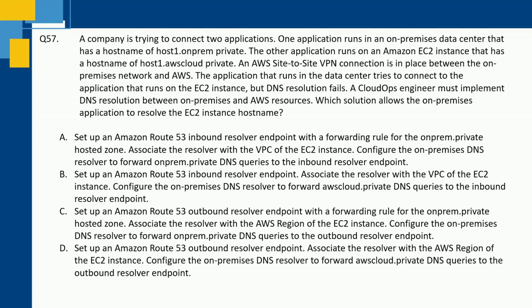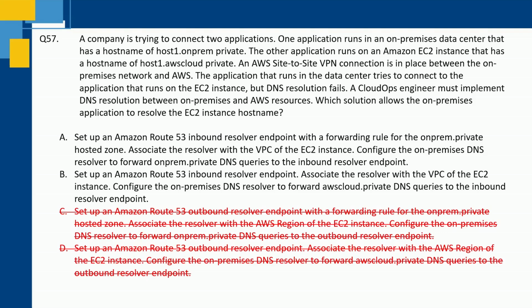And the fourth and final option is set up an Amazon Route 53 outbound resolver endpoint. Associate the resolver with the AWS region of the EC2 instance. Configure the on-premise DNS resolver to forward awscloud.private DNS queries to the outbound resolver endpoint. Now, folks, outbound resolvers are for AWS to reach external DNS. However, here the ask is on-premise to AWS resolution. So you can rule out options C and D, which primarily use outbound resolver.